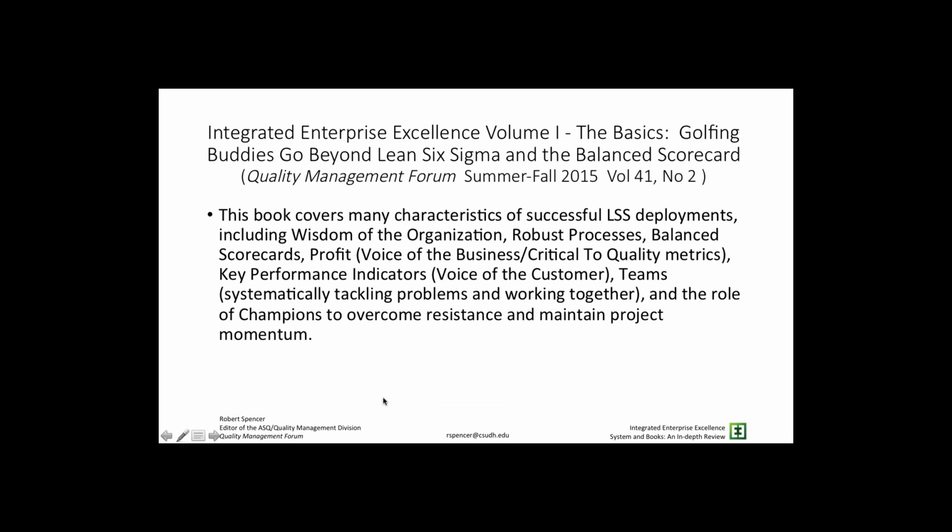Moving on to the next slide here. Golfing Buddies: Go Beyond Lean Six Sigma Balanced Scorecard. I don't know if the three gentlemen in this book are personal friends of Forrest or not, but there's a tremendous development of the character of these three gentlemen. They're all MBAs, they're in the business world, they've got very responsible positions, and they're all wrestling with process improvements, and they're learning about Six Sigma and more specifically the IEE strategies to use in their own organizations. And it's a fascinating read.